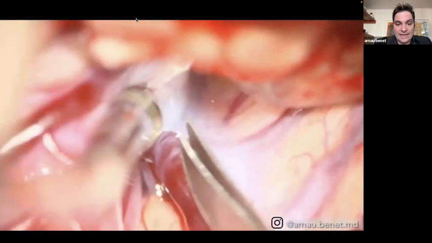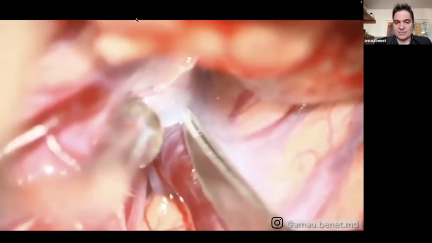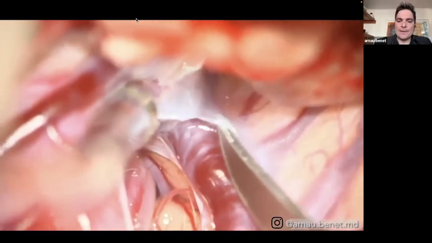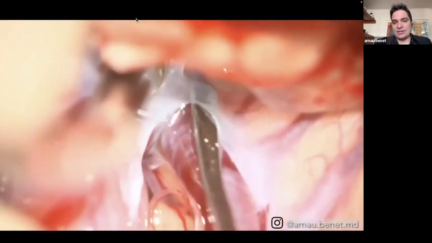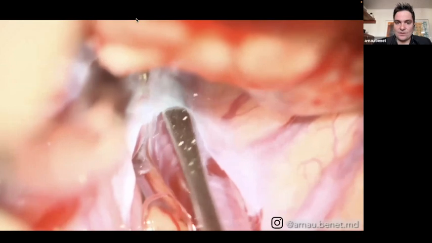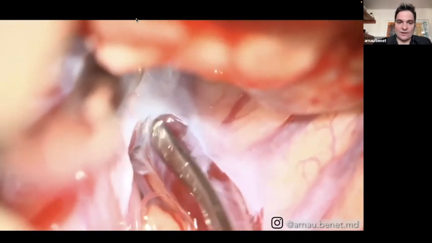And you see how thick it is. It's much thicker than anything else going down. It's not a web, it's really a membrane. And you can see here with this dissector how strong it is. For those who have experience in the sylvian fissure, obviously you know that. It is interesting to know that those veins are encased between the outer layer and the lateral sylvian membrane.